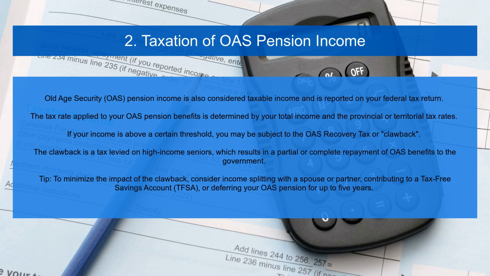Tip: to minimize the impact of the clawback, consider income splitting with a spouse or partner, contributing to a tax-free savings account, TFSA, or deferring your OAS pension for up to 5 years.